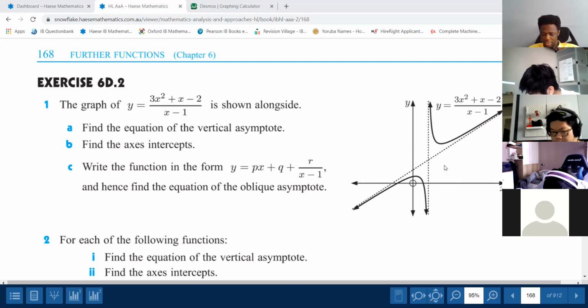Okay, new message coming in from Mr. This one should be better, hopefully. Right. Find the equation of the horizontal. Okay.